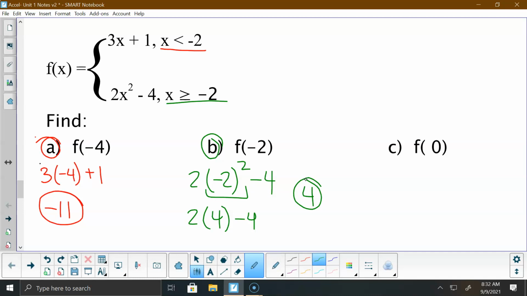All right, for this one, which one did we use, red or green? Green. So 2 times 0 squared minus 4. What's 0 squared? What's 2 times 0? Okay, 0 minus 4. Voila. We done.